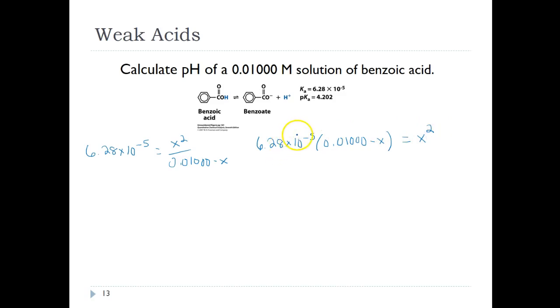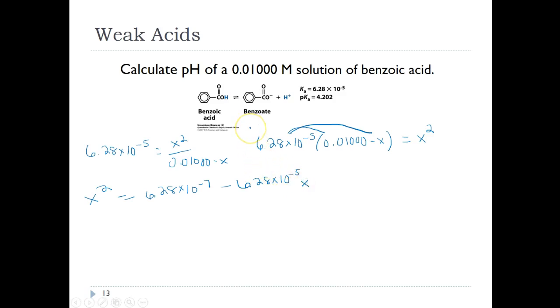So here I need to distribute. Multiply the Ka value times 0.01, multiply the Ka value times x. So again, doing this times this, and then this times this, I'll have the x squared term, which is still alone, equals 6.28 times 10 to the negative 7th minus 6.28 times 10 to the negative 5th times x.